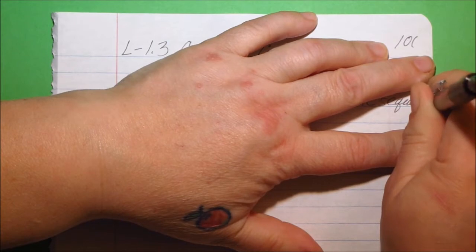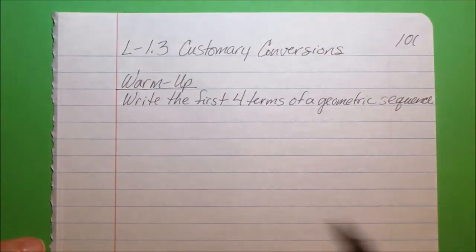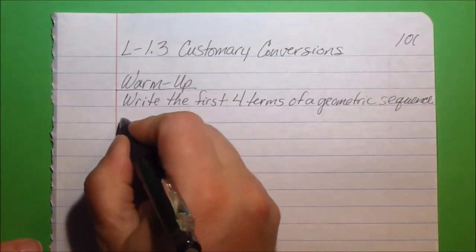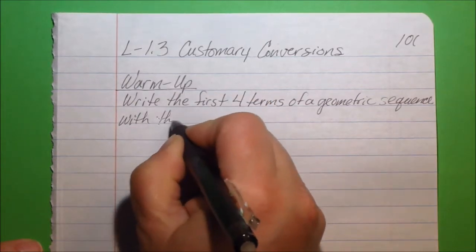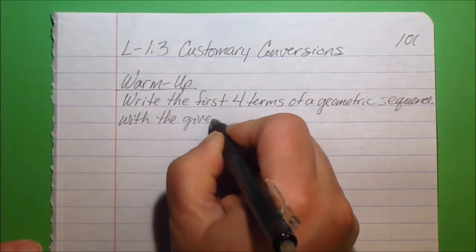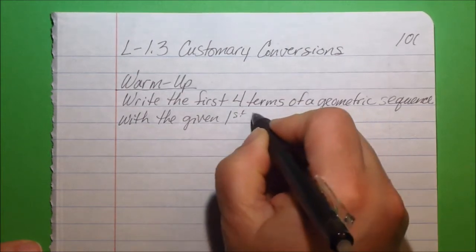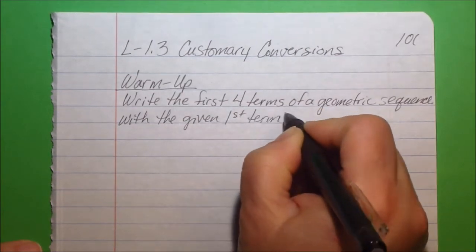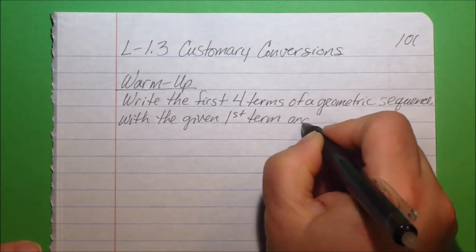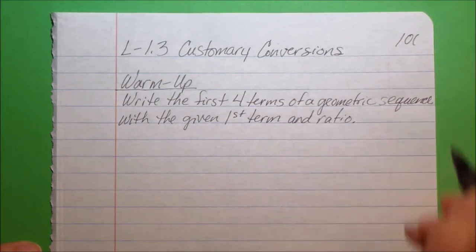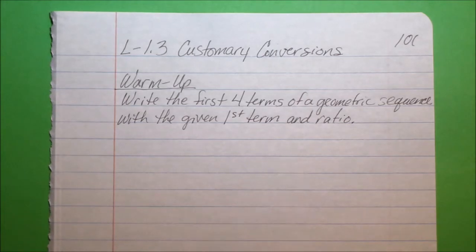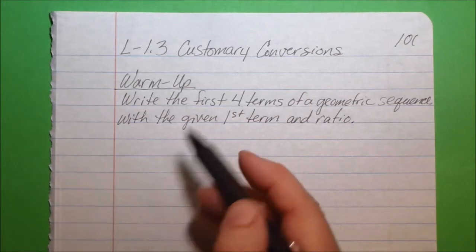Of a geometric sequence with the given first term and ratio. So we're going to give you the first term and ratio. You have to write the first 4 terms of the sequence. All right, so number 1.